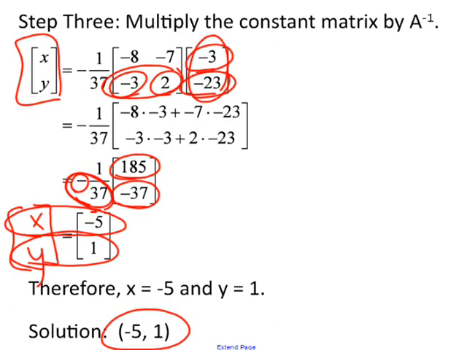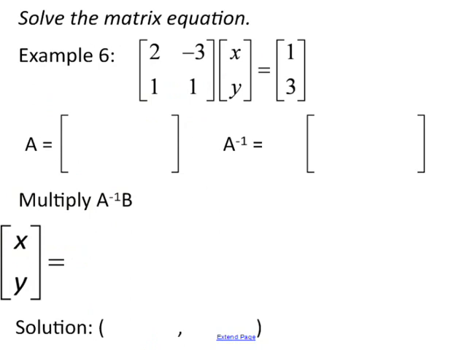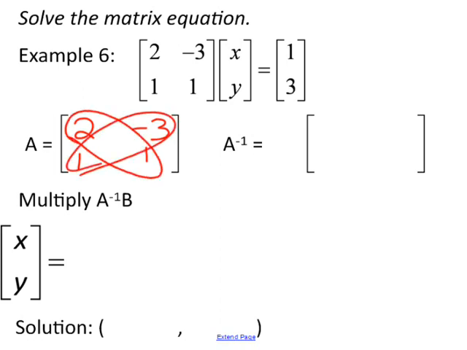So let's do a couple examples. We want to solve the matrix equation. First thing we need is the coefficient matrix. I actually gave that to you, 2, -3, 1, 1. We have to find the inverse. So multiply, multiply, and subtract. 2 subtract a -3. Remember, when you're subtracting a negative, you're adding, so you have 5. The 1 has to go on top.